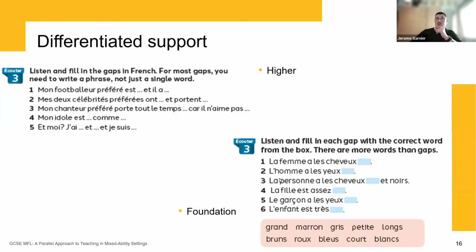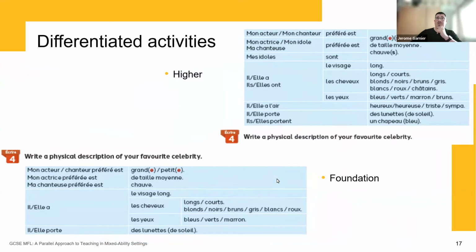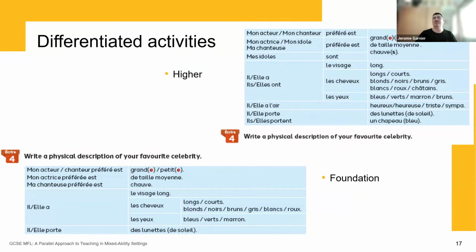We have also, for productive skills, adapted how much support we are giving them. So the same activity, writing a physical description of a favorite celebrity, and we have given them key language box or sentence builders with a different amount of support. So for foundation, the students will be able to write in a little bit less detail than higher students based on the previous activities on the page.